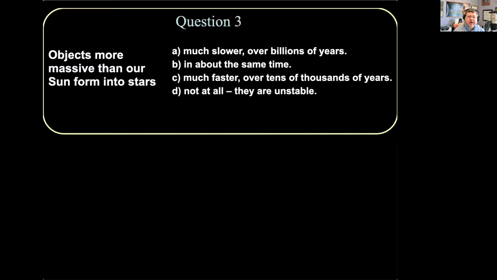So let's start off with a quick question. Let's see. Objects more massive than our sun form into stars: A, much slower. B, in about the same time. C, much faster. D, not at all.